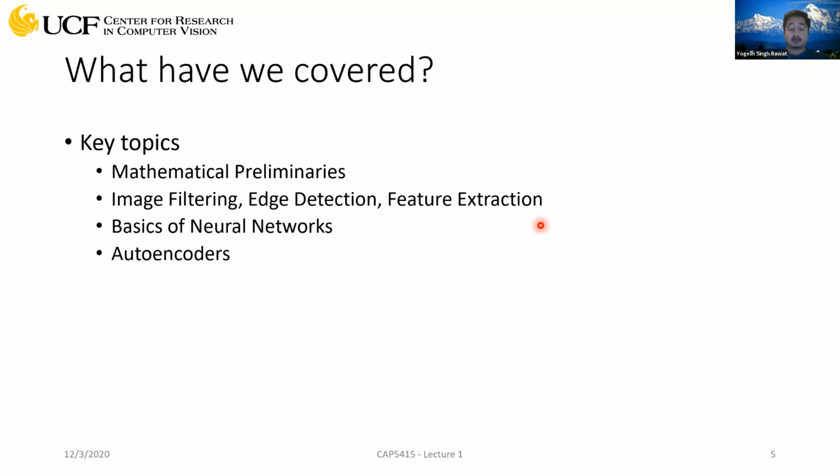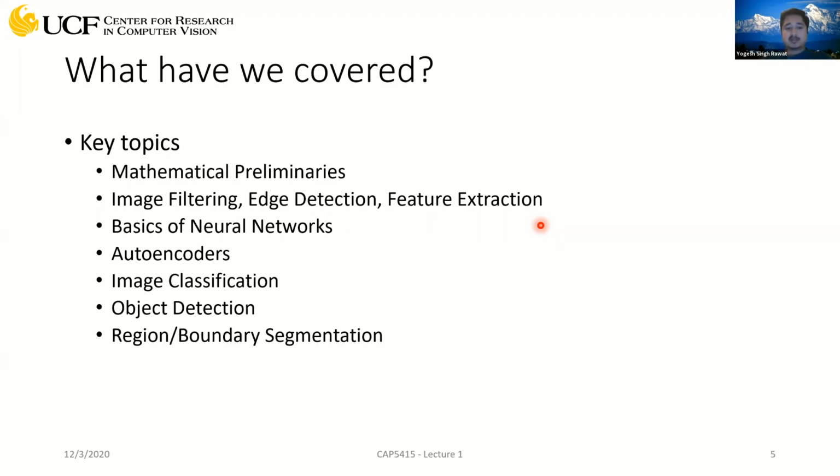Then we also studied autoencoders, then used CNN for classification and also some linear classification, the classical way of doing machine learning. Then we looked into object detection, image segmentation, semantic segmentation, instance segmentation. Then we looked into how we can compute optical flow for videos. And in the last lecture, I think we covered action recognition. So those are all the topics which we covered.